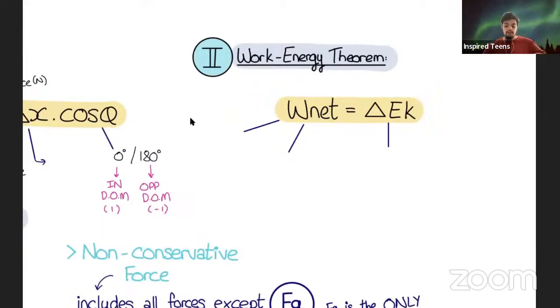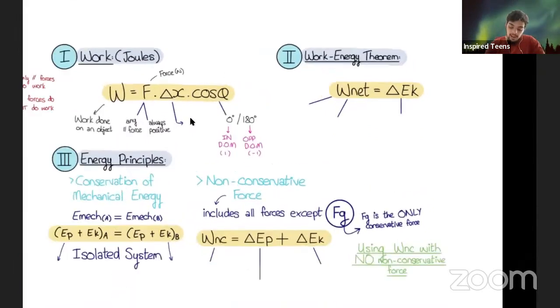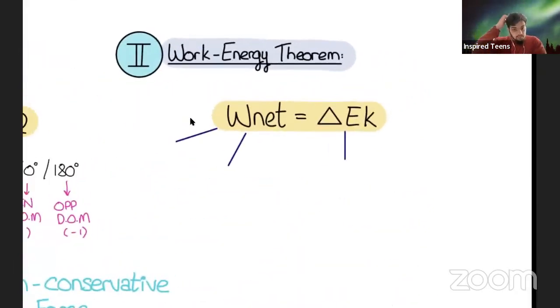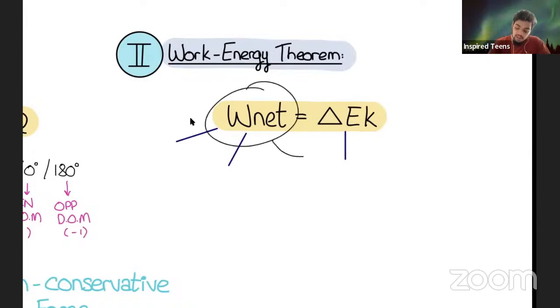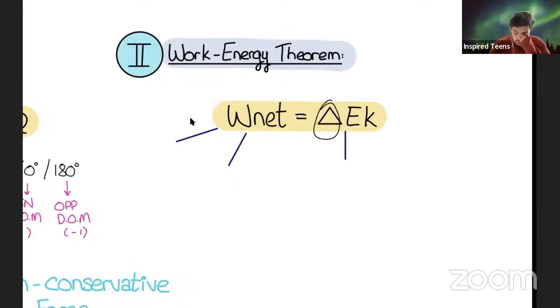Okay, then let's move on to the next formula. That's a possibility for this section, and it is the work energy theorem. The formula that we get from the work energy theorem is W net is equal to delta EK. And if you take note of the definition, it is something like: the net work done on an object is equal to the object's change in kinetic energy, and that comes directly from this formula. Remember, delta represents change.